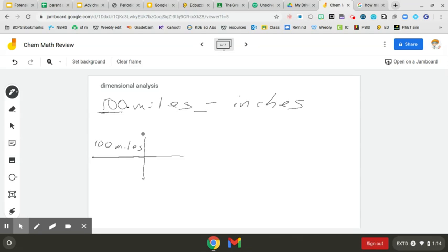Now I need some kind of conversion factor. And again, I don't know how many inches are in a mile, but I do know that 1 mile is equal to 5,280 feet, which is totally random, unlike the metric system where everything's nice numbers and multiples of 10. But anyway, here we go. So I put the thing, this conversion factor has two halves.